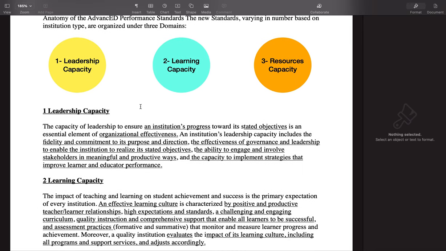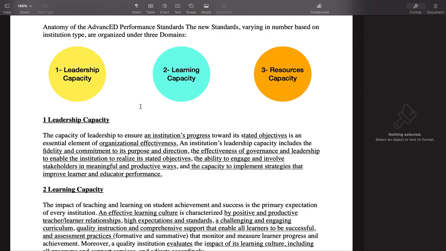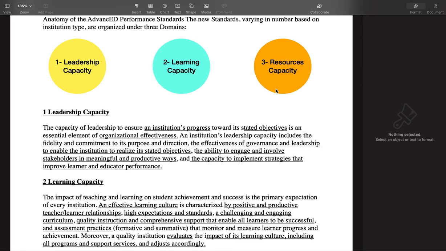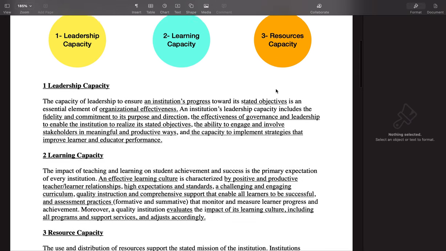So Cognia accreditation has three main pillars or three main domains, and they are called capacities. We have the leadership capacity, we have the learning capacity, and we have the resources capacity. And each one of these domains includes many performance standards that describe the detailed expected performance that Cognia measures the performance of a school against.